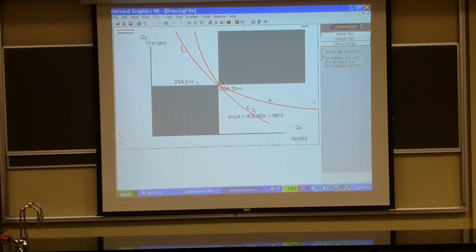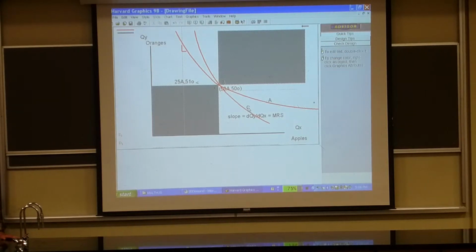You're looking this way, that's true. What's the relationship between A and B? They're on the same indifference function. If they're on the same indifference function, what is the relationship between A and B? They're indifferent, right? What's the relationship between B and C if they're on the same indifference function? They're indifferent. What is the relationship between A and C if A is indifferent to B and B is indifferent to C? By transitivity, they're indifferent, right?